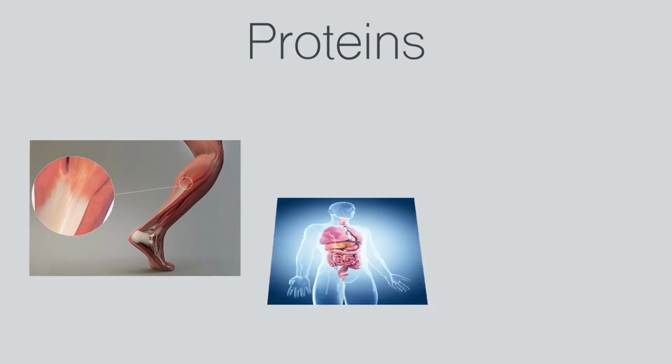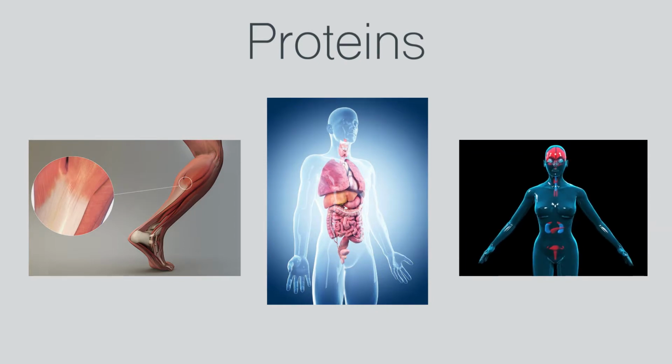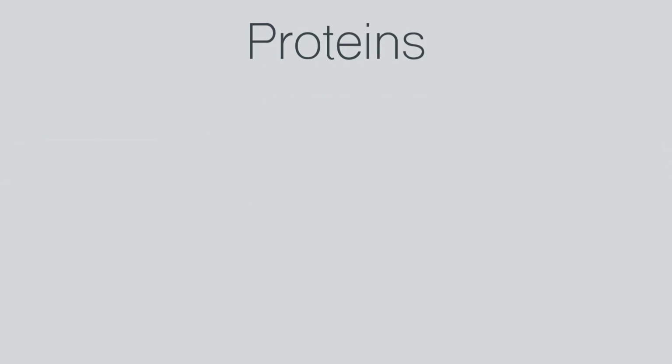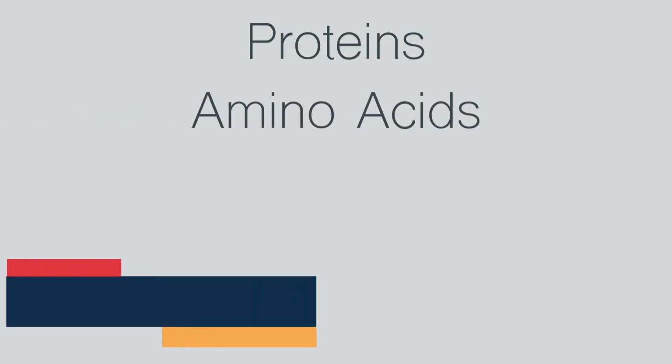The second macronutrient is called proteins, and in simple terms, they can be considered the main building blocks of the body. So they contribute to our muscles, tendons, and organs, as well as other metabolic processes in the body that require enzymes or hormones. The basic building blocks of proteins are called amino acids. Now there are 20 amino acids in total.